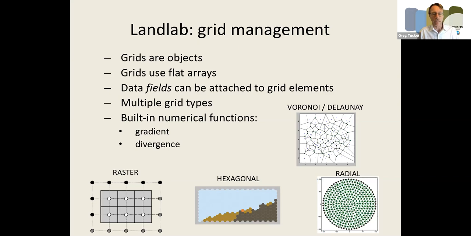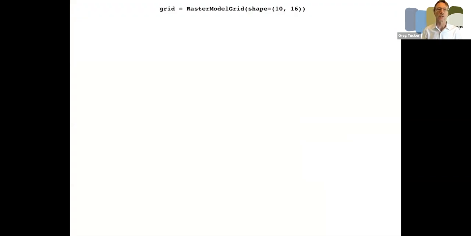LandLab also has, as you'll see in a few minutes, some built-in numerical functions to do things like calculate the gradient or the slope of a quantity. Maybe it's the slope of the land surface or the slope of the water surface or something like that. So that's grids.